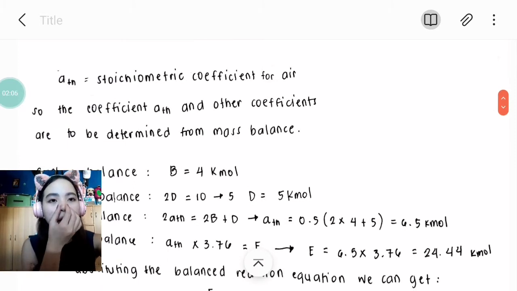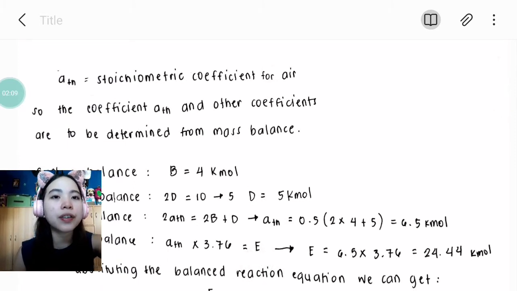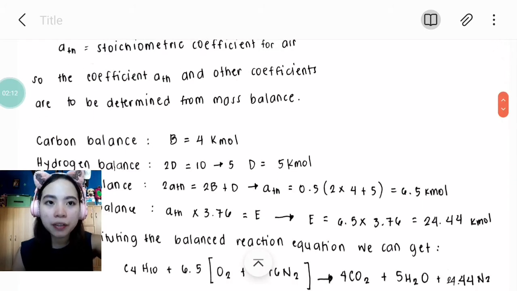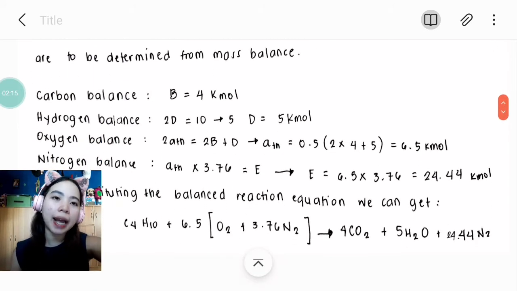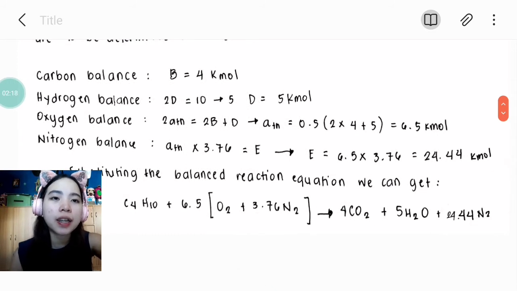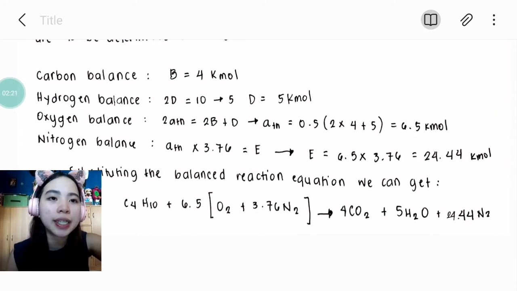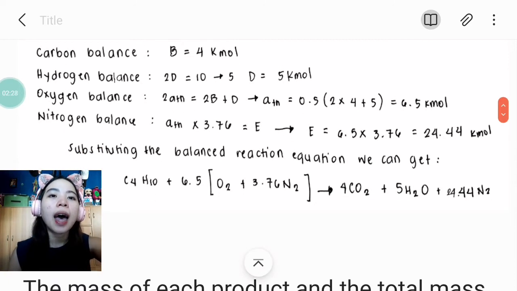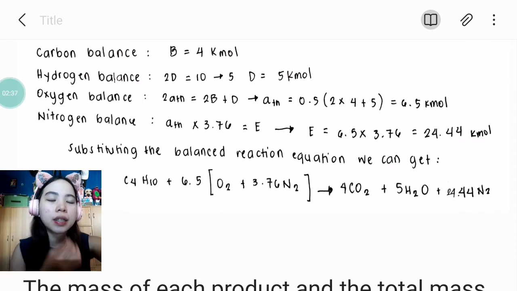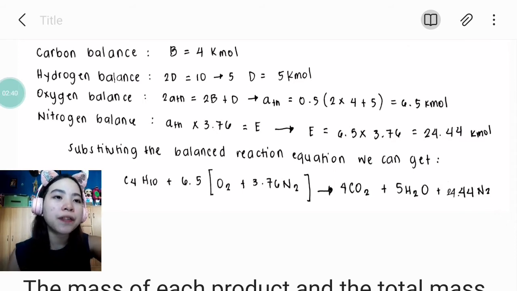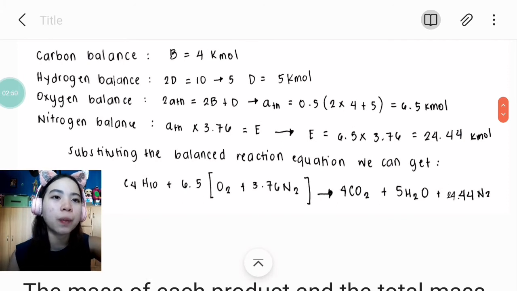The stoichiometric coefficient for air and the other coefficients are to be determined from the mass balance. For the carbon balance, we have 4 kmol. For the hydrogen balance, 2D is equal to 10, so D is equal to 5 kmol if we solve that. And for the oxygen balance, 2 times the stoichiometric coefficient is equal to 2B plus D, which yields the stoichiometric air coefficient of 0.5 multiplied by 2 times 4 plus 5, equals 6.5 kmol. So I hope you understand how I got that.